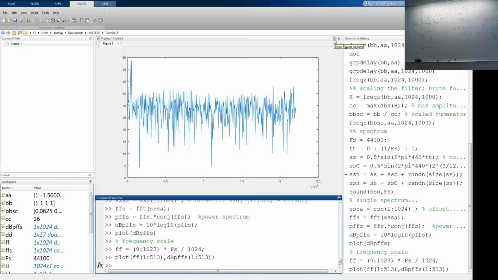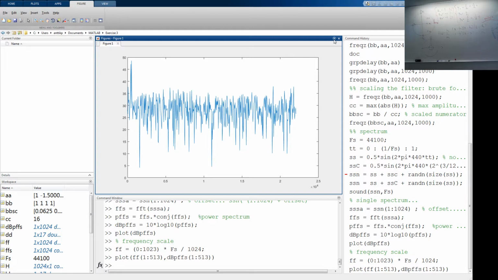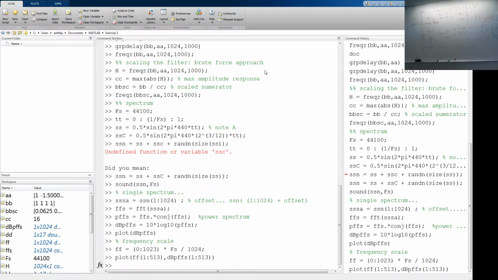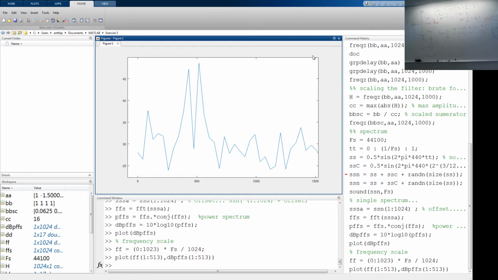Let's see which configurations. Undock it. So let's zoom a little bit. And dock it again.